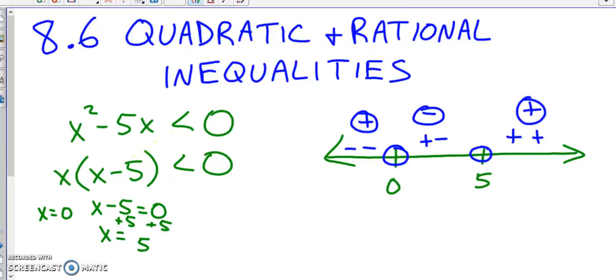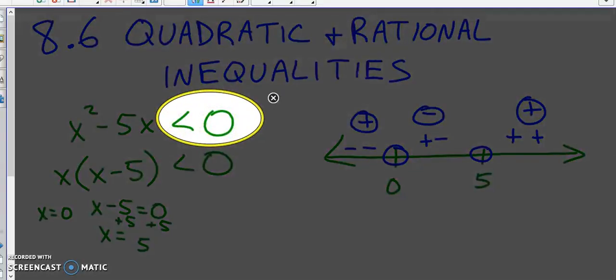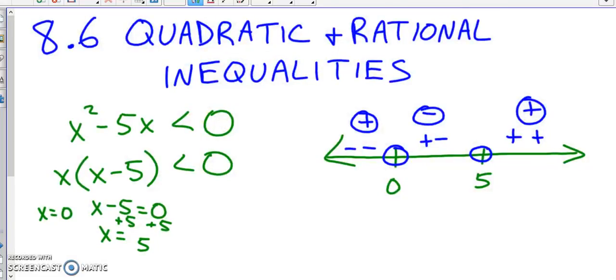Now, when I look at this, I've got to figure out whether I want positives or negatives. I'm looking at that piece right there, less than 0. Well, what kind of numbers are less than 0? Negative numbers. Therefore, I want the part that's negative. And now that I've got this number line drawn, all I have to do is write the interval. So that would be the interval from 0 to 5.